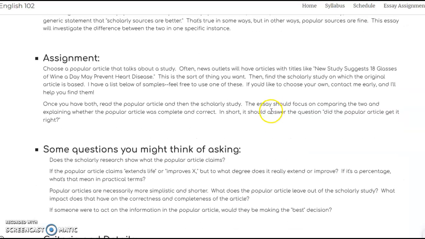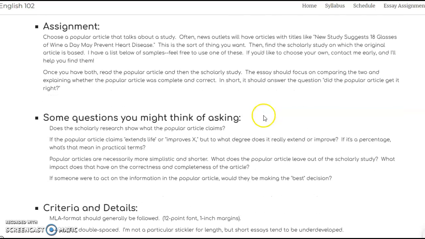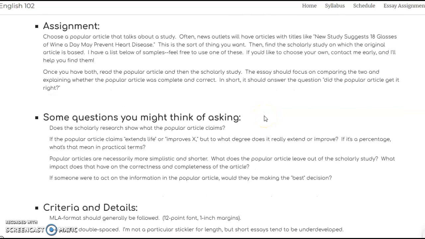That scholarly study, in every one of these situations, should give you a link. It might require you to sign into Prairie State's databases. That is one thing to pay attention to. If you have any problems getting to one of the articles, just shoot me an email and I will help troubleshoot, okay? So again, below you've got that list of popular articles and then the studies that they're actually writing about.